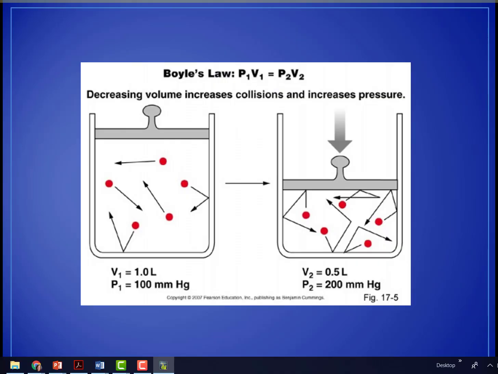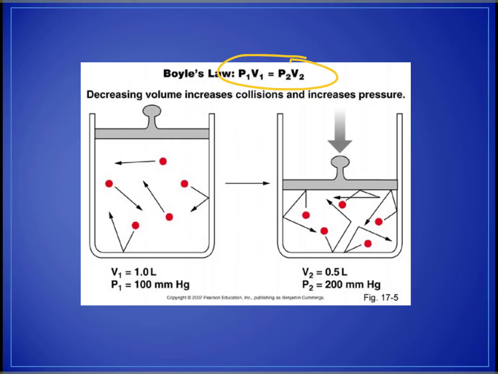So in Boyle's Law, this is a little bit small right here, so let me rewrite it. We have pressure times volume of our first situation is equal to pressure times volume of our second situation. And they're related to each other.